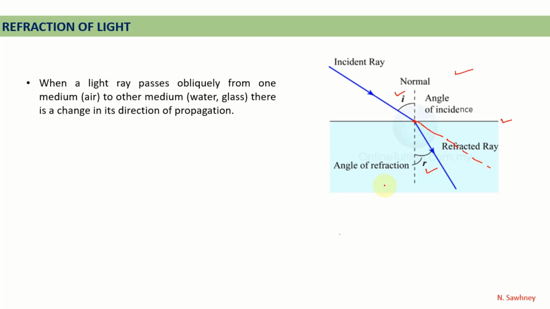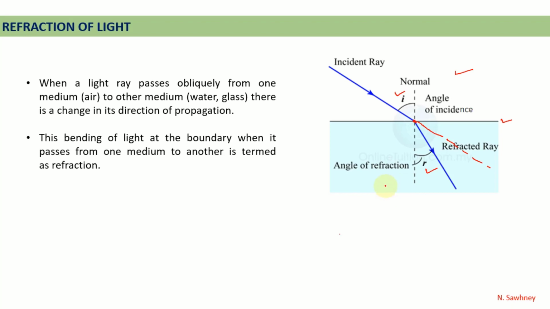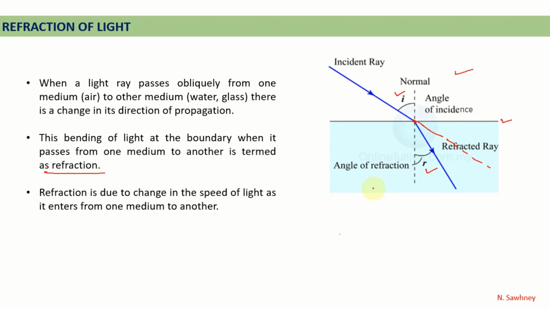So when a ray of light passes obliquely from one medium to another medium. Here we have considered one of the mediums as air and the another medium can be water, glass or any transparent medium. Then the change in the direction of the propagation of light can be seen. This bending of light at the boundary when it passes from one medium to another medium is termed as refraction, as I have just told you. So, the basic cause of refraction is the change in the speed of light as it enters from one medium to another medium.